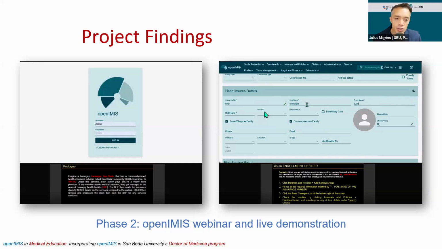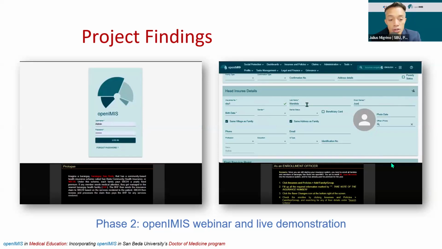Now, for the demonstration, I shared the openIMIS demo server. I shared the demo server screen while I was reading each scenario, and we followed instructions from the phase 1 guide. I also shared the steps from the guide so that the students can follow each step easily. So as you can see, the photo on screen, this is a snapshot of what the students were able to see. It contained the actual screen sharing of the live demo server as well as the instructions underneath.